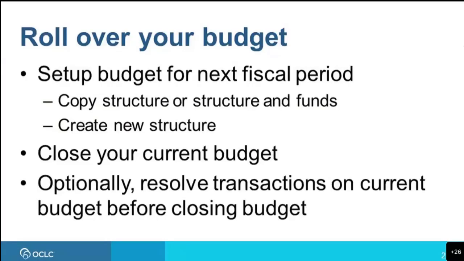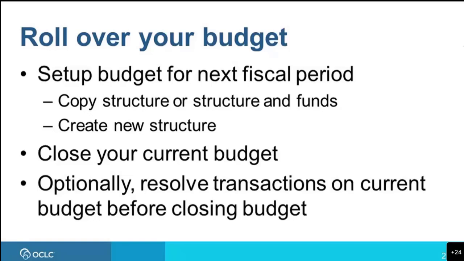So the process of rolling over your budget consists of two parts. First, you'll need to set up the budget for the next fiscal year. You can copy the budget structure or the structure and the fund amounts from your current budget. Or if you anticipate making many changes from your current budget, you can create a new budget structure. And just like when you created your first budget, the new budget is not saved until you create the first fund. After you create the new budget, and the last day of the current budget has passed, you'll be able to close your current budget.